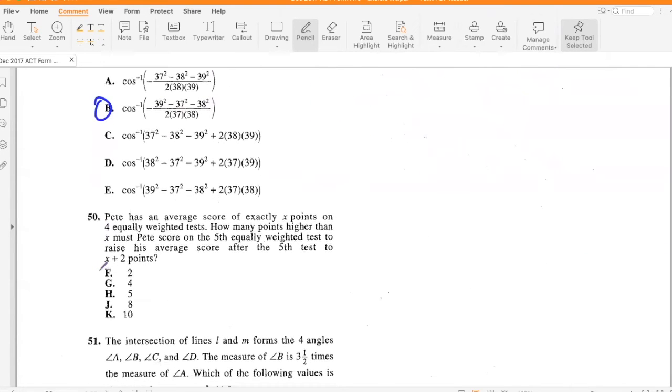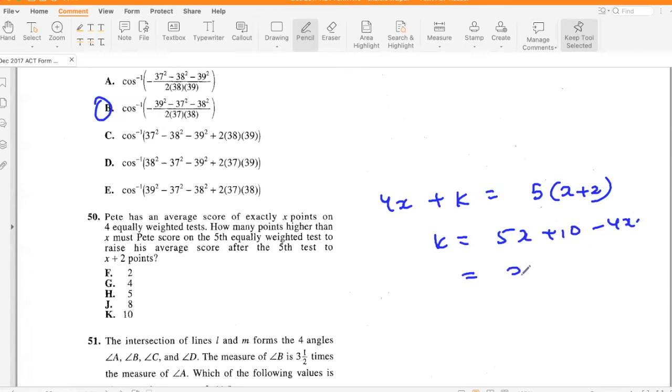Pete has an average score of exactly X points on 4 equally weighted tests. How many points higher than X must Pete score on the 5th test to raise his average score after the 5th test to X plus 2? Okay, so total for the 4 tests is 4X. Let's say he scores K on the 5th test. So his total should now be 5 times X plus 2. So that would be K is 5X plus 10 minus 4X. So that's X plus 10. So how many points higher than X? 10.